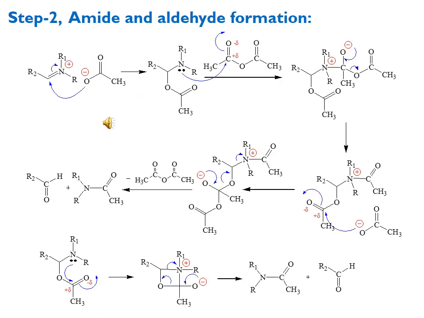The second and last step is the formation of amide and aldehyde from this iminium cation. Here you can see the first step is simply the nucleophilic attack of the oxide ion of the acetate ion on the alpha carbon, and the carbon-nitrogen bond is broken and we get a single bond here, and the acetyloxy group is attached on this alpha carbon. And on the product side we get the simple amine, that is, the lone pair of nitrogen is now free.